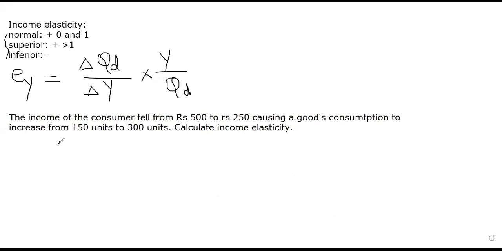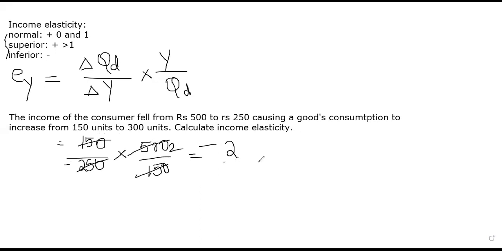Yes, it is negative, right? The statement itself helps you understand whether it is positive or negative. Income is falling and demand for that commodity is increasing. That means they are going in two different directions. So the change in quantity demanded is 150 units, and the change in income is from 500 to 250, a decline of 250 rupees, into initial income 500 and initial quantity consumed 150. You'll have minus 2. So it is negative 2.